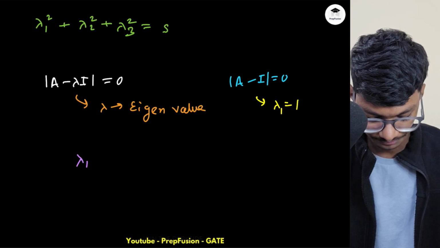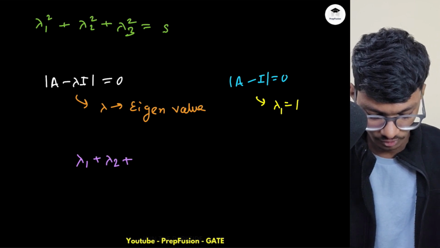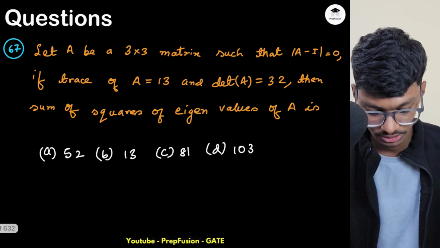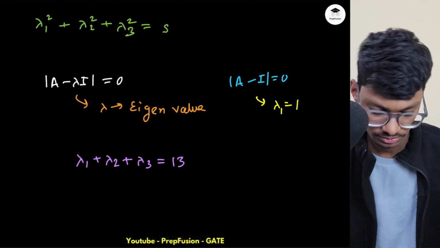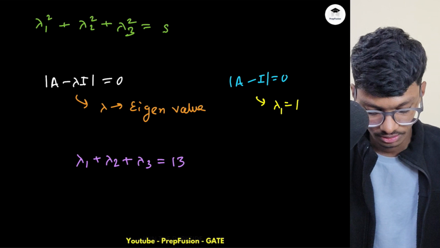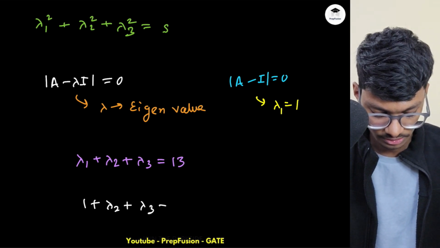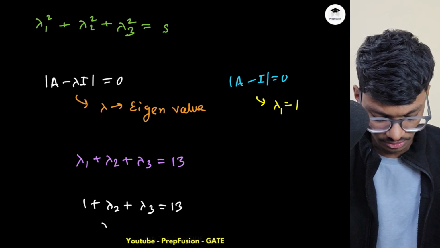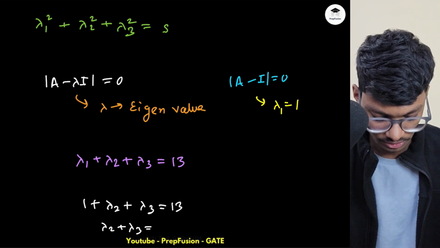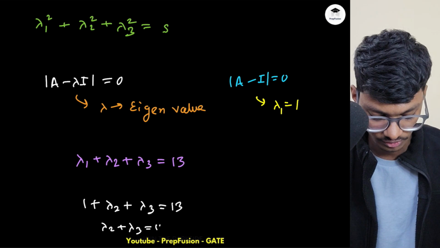Lambda 1 plus lambda 2 plus lambda 3 equals what? The trace of A, which is 13. So lambda 1 is 1, plus lambda 2 plus lambda 3 equals 13. So lambda 2 plus lambda 3 equals 12. Okay, this is one equation I got.